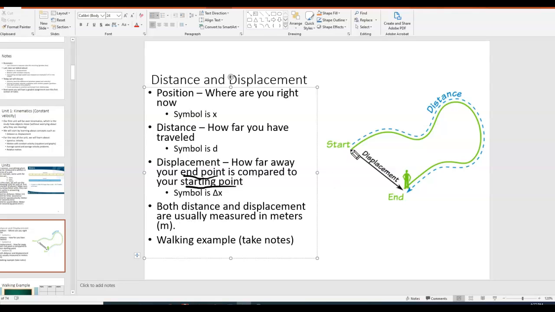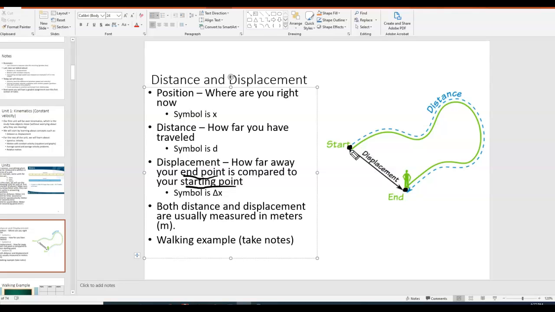So for example, let's say you start walking right here where it says start, and let's say you walk around the green path that's shown. Now depending on what path you take, you could end up here at the ending position. Your distance is literally how far you walked along that path. Your displacement is just the difference between your ending position and your starting position.